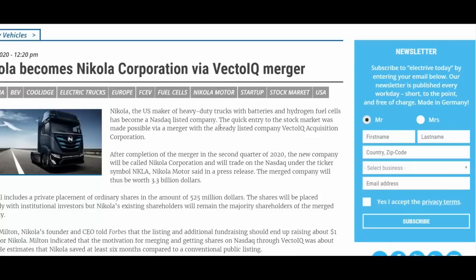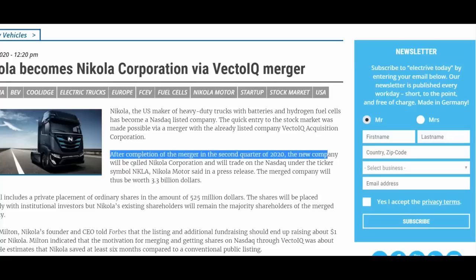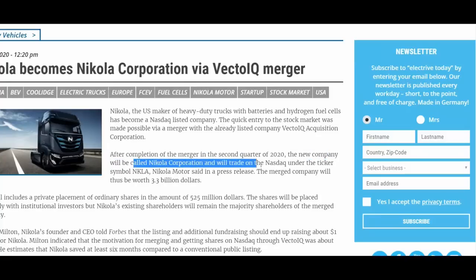Usually if a company wants to go public, it has to go through a common approach called an initial public offering. For example, its competitor Tesla did the same. But in this case, to get a quick entry into the stock market, they made it possible via a merger with an already listed company, VectoIQ Acquisition Corporation. So they got a quick entry into the market by merging with VectoIQ. After the completion of the merger in the second quarter of 2020, the new company will be called Nikola Corporation and will trade on the Nasdaq under the ticker symbol NKLA.